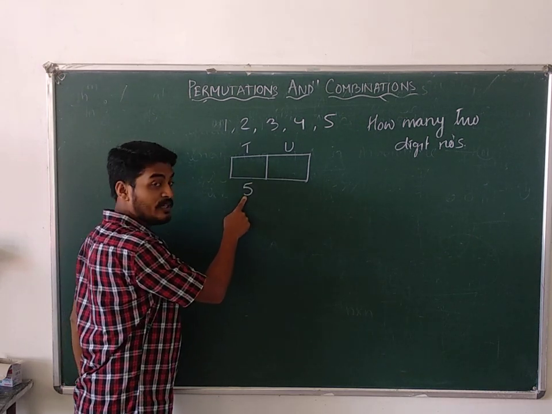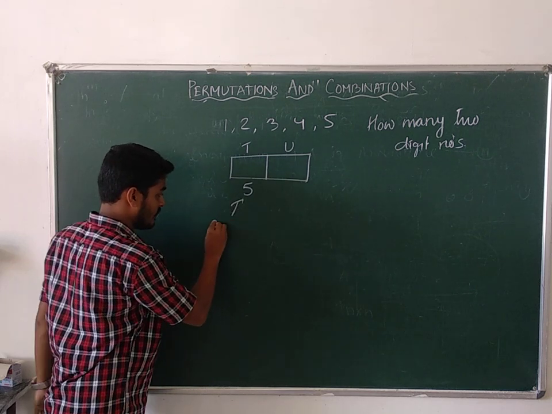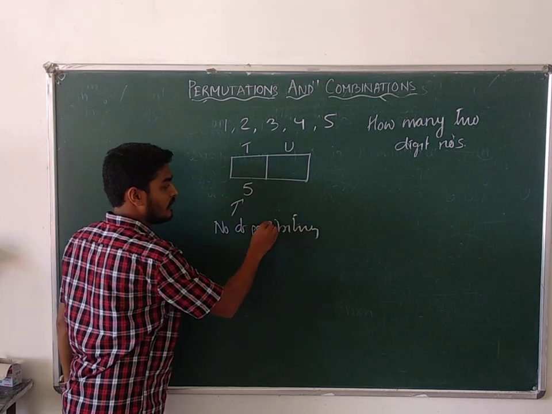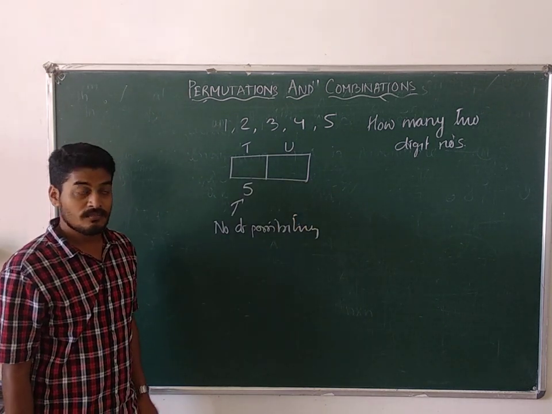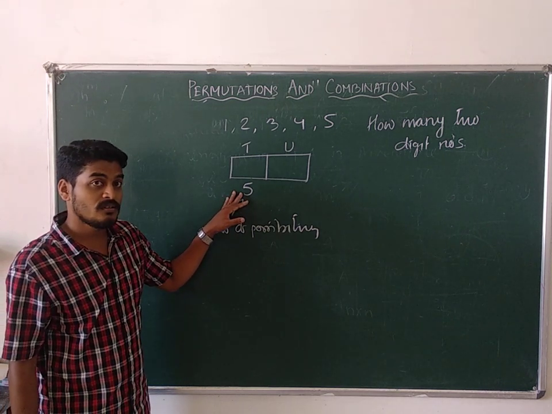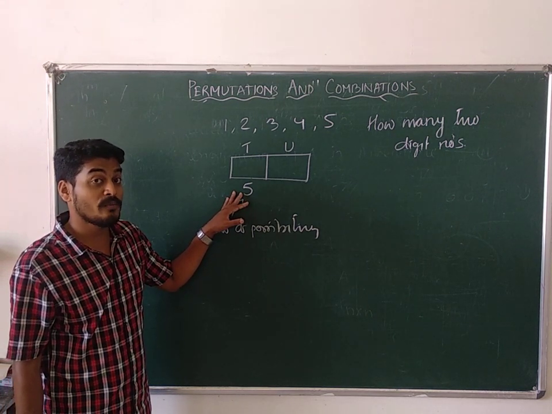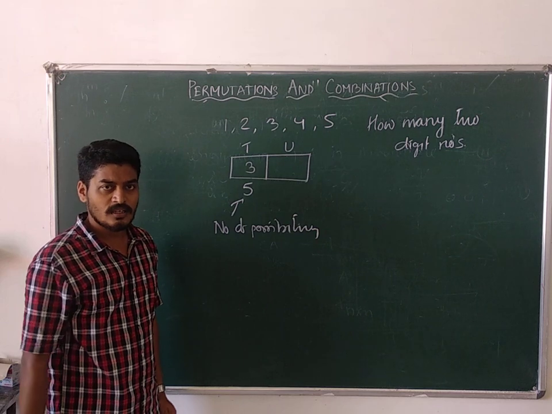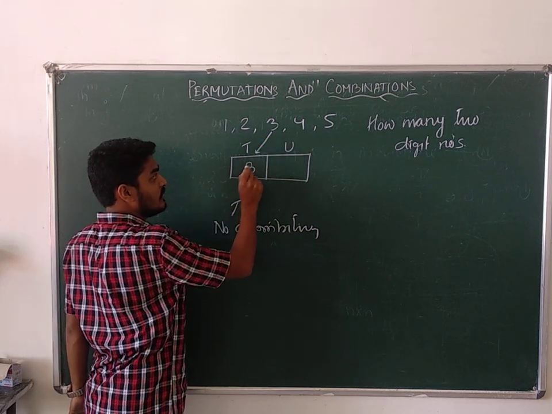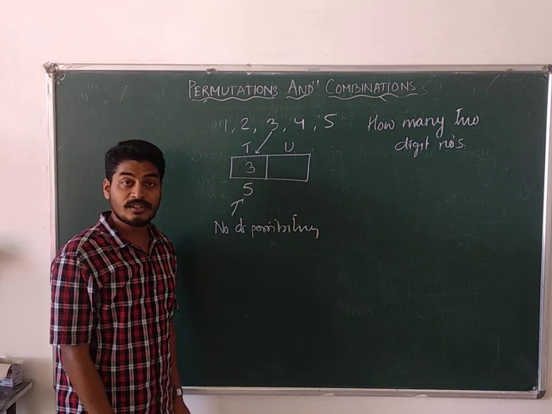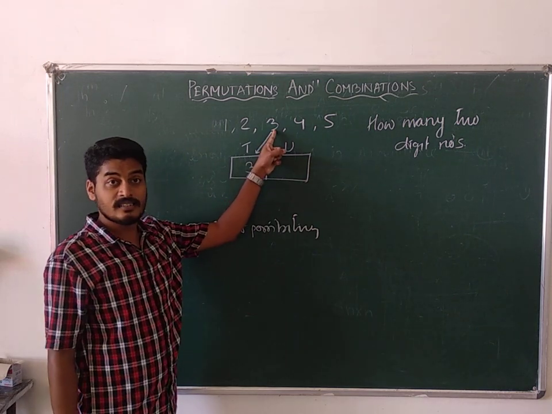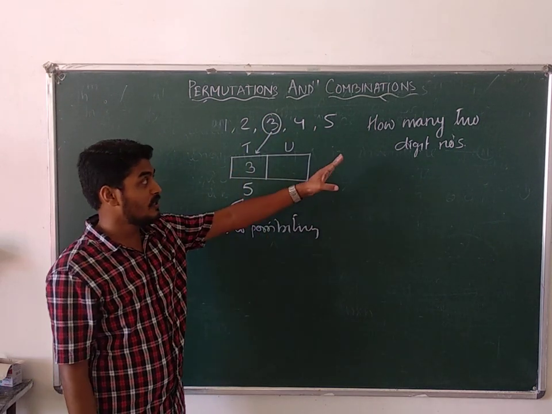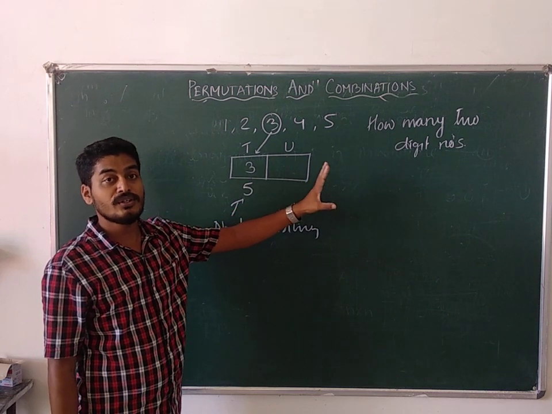Here we write the number of possibilities. There are 5 possibilities, no doubt. But exactly how many digits will you use here? Only 1 digit. Suppose you have started with 3. As you have used 3 here, you are not supposed to use 3 again here, because we have only a single 3. I need 2 different digits. How many 2-digit numbers can be formed using different digits?